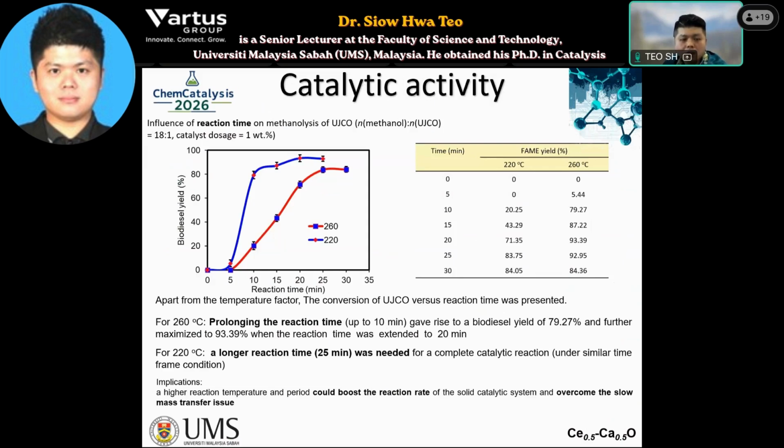In contrast, at the temperature of 220 Celsius, a much longer reaction time was required to achieve a similar level of conversion. This suggests that a higher reaction temperature significantly accelerates the reaction rate and improves the conversion efficiency. This result demonstrates that the combination of near-critical methanol condition with the mixed oxide catalyst enables rapid biodiesel production with high conversion efficiency.